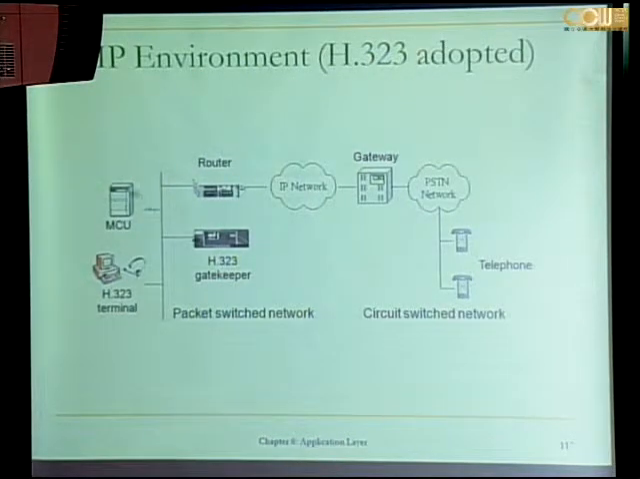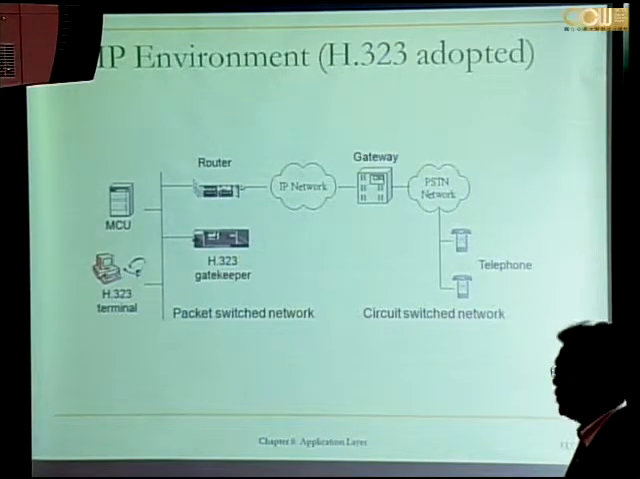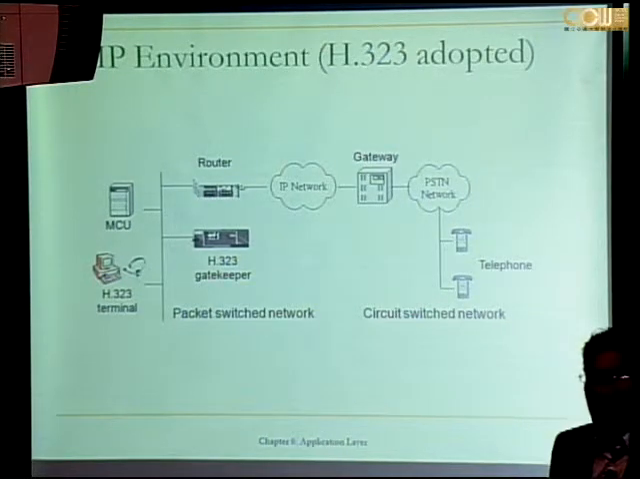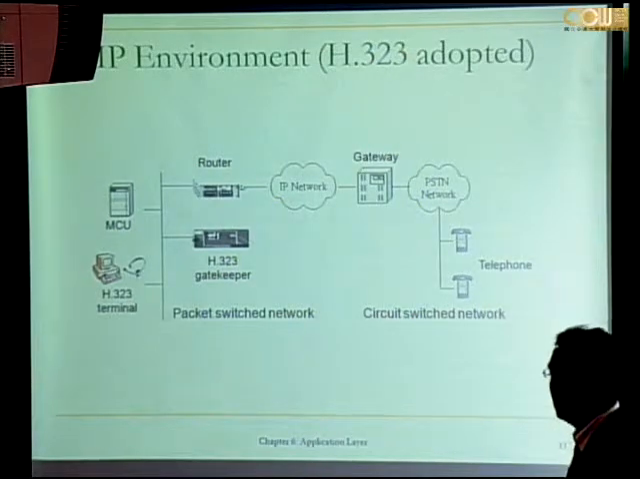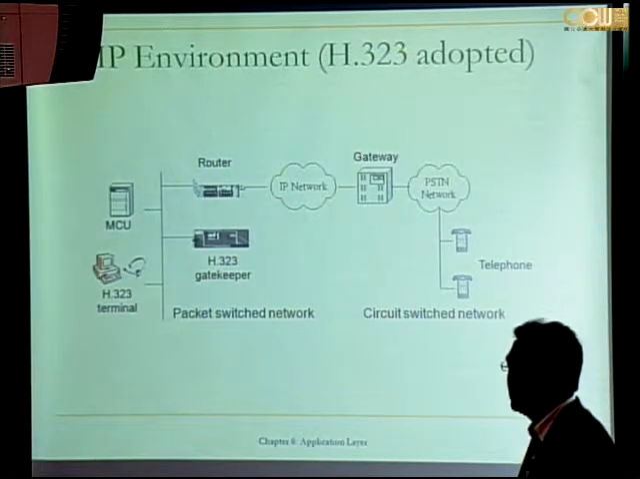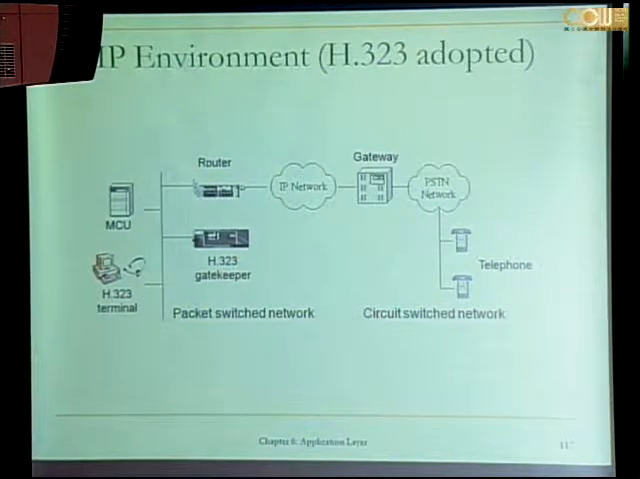However, there will be two other devices. One is the H.323 gatekeeper. The gatekeeper will be handling the control plane. When you want to set up a call, you send a control message to the gatekeeper first. The gatekeeper is supposed to find your partners on the network. So it handles the control plane.